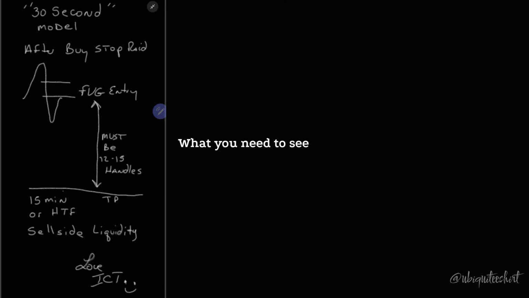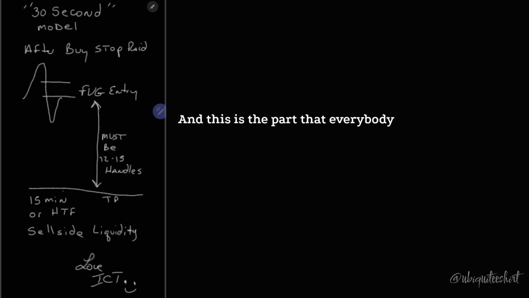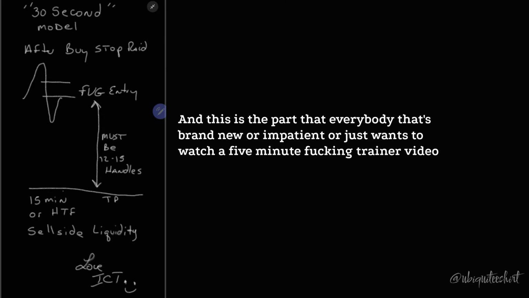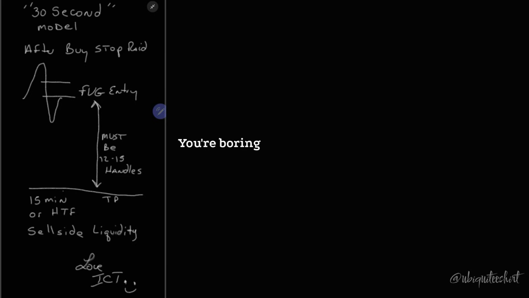What you need to see is, on a 1 or 5 minute chart, before you drop down to that 30-second chart, you have already arrived at what you think the market's likely to do. And this is the part that everybody who's brand new or impatient, or just wants to watch a 5-minute trainer video and think they are going to figure it out, misses. Let's cut through all the bullshit and too much talking, ICT. You're boring. Get up the road. Go watch Joe Schmo.